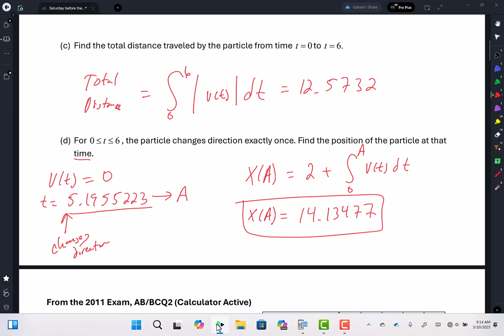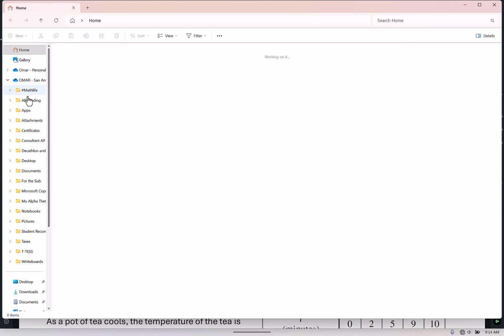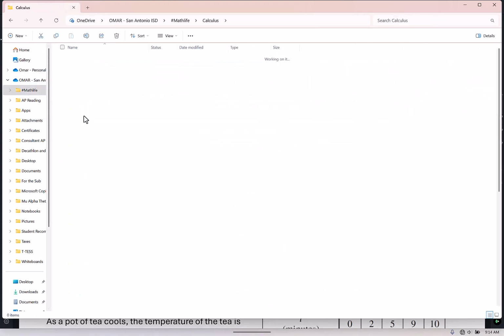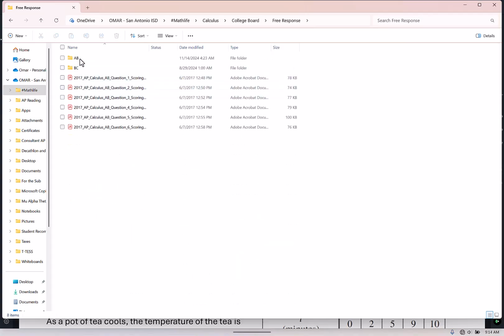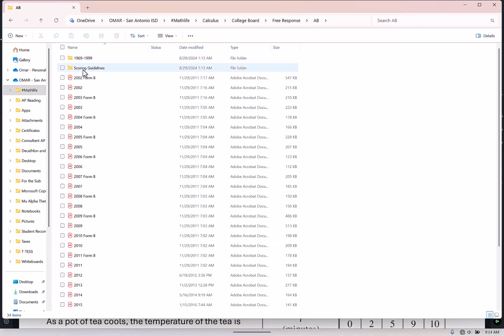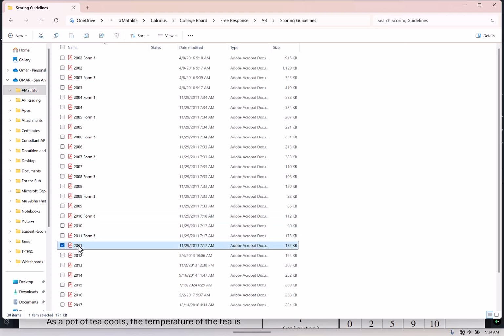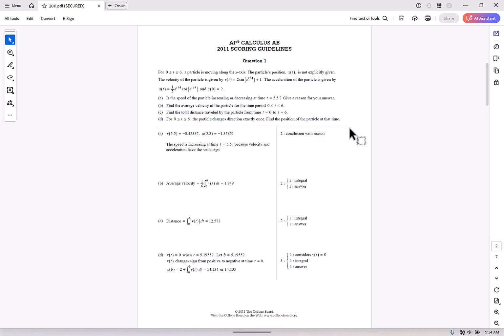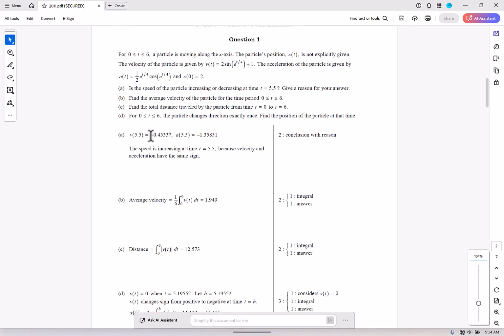I haven't looked at this rubric in particular. I was looking at other rubrics last night, but I don't remember this one here. All right, so let's go to College Board, 2011 scoring guidelines. And here we go. Let's see how we did. So negative 0.45337, negative 1.3581. Conclusion with reason. The speed is increasing at t equals 5.5 because velocity and acceleration are the same sign. I think we wrote the exact thing.